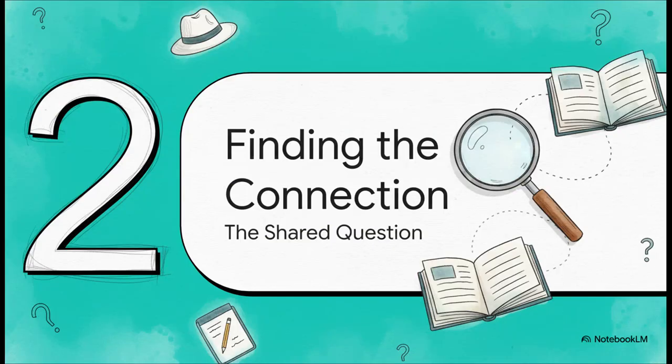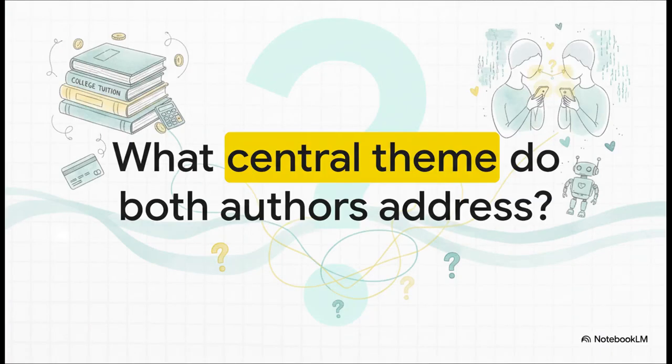Okay, so once you get that, it flows right into step 2, finding the connection. This is where you get to put on your detective hat. Your job here is to find that hidden thread. The one thing that connects an article about college debt with an article about AI and relationships. Maybe they're both about the anxieties of modern life. Or maybe they're both about how unseen forces, whether economic or technological, shape our most personal choices. Finding that shared question is the bedrock of your entire essay.